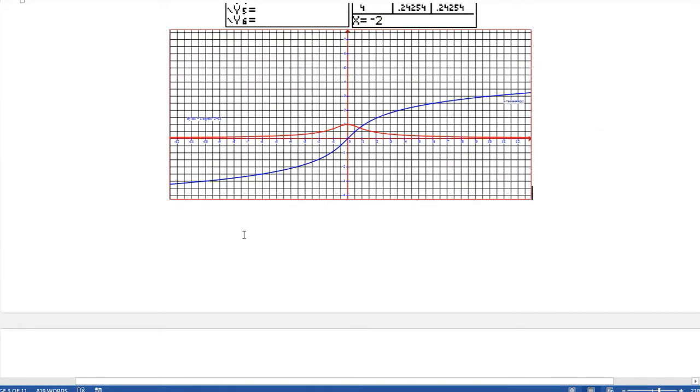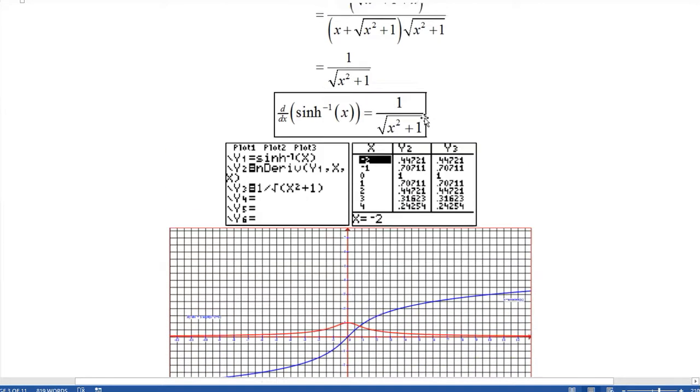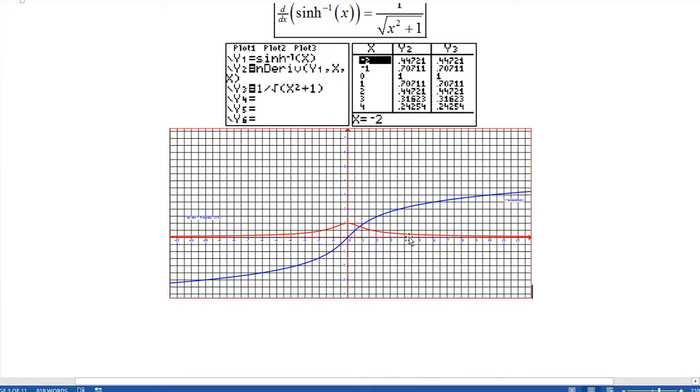So we can also graph them and see that. This is the original in blue, the inverse sinh of x, and the red is its derivative. Look at the characteristics of the graph. Notice that the original function is increasing everywhere. First of all, it's defined everywhere, and it's smooth everywhere, so its derivative is defined everywhere, continuous and smooth. The original function is increasing, so the derivative is always positive, above the x-axis.